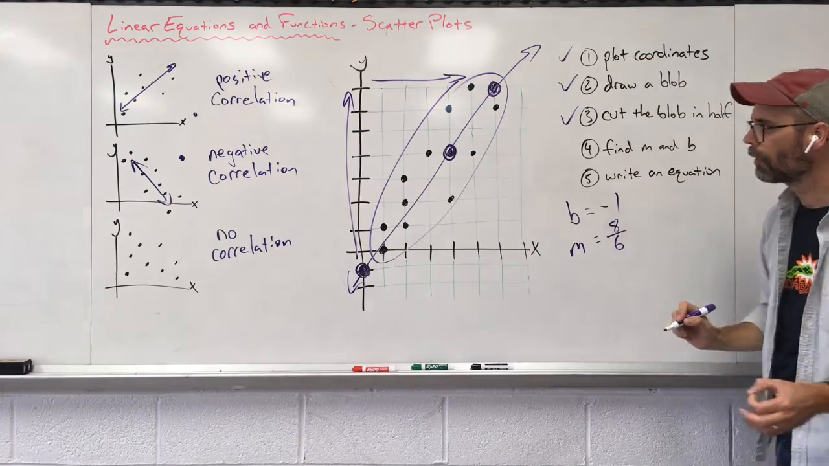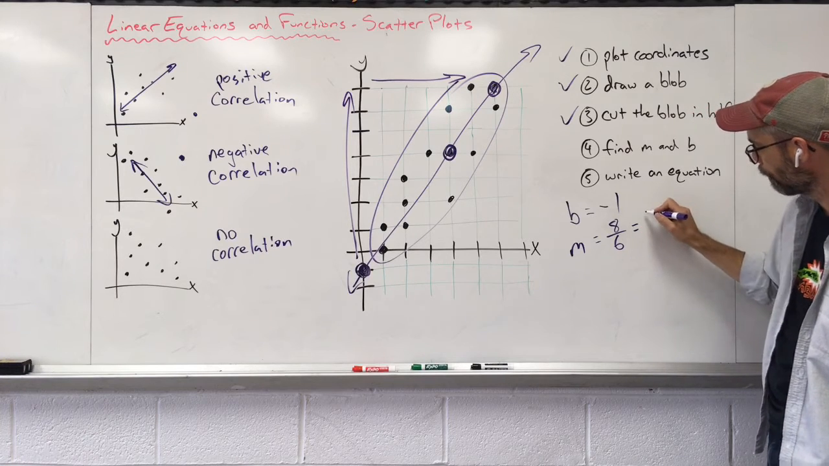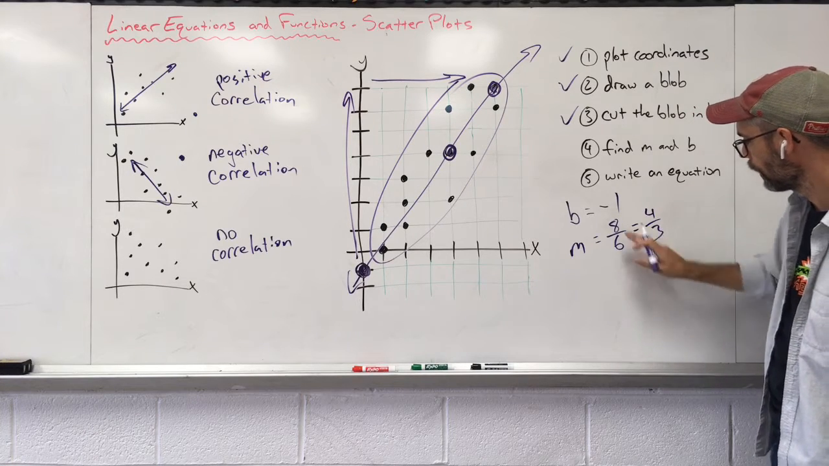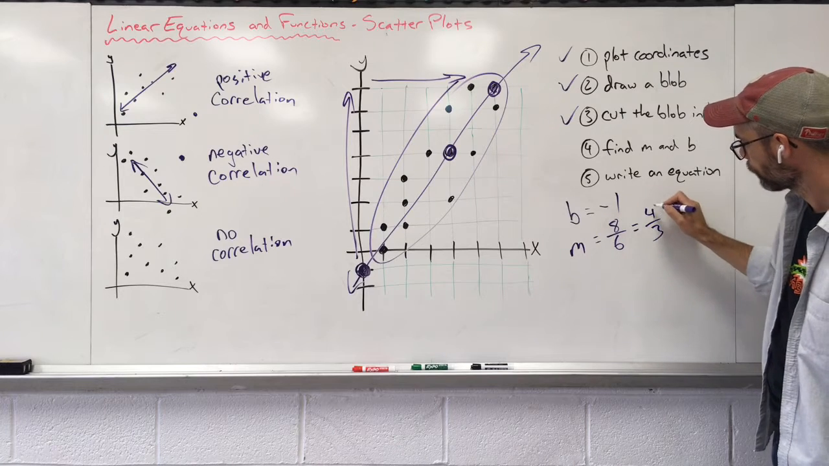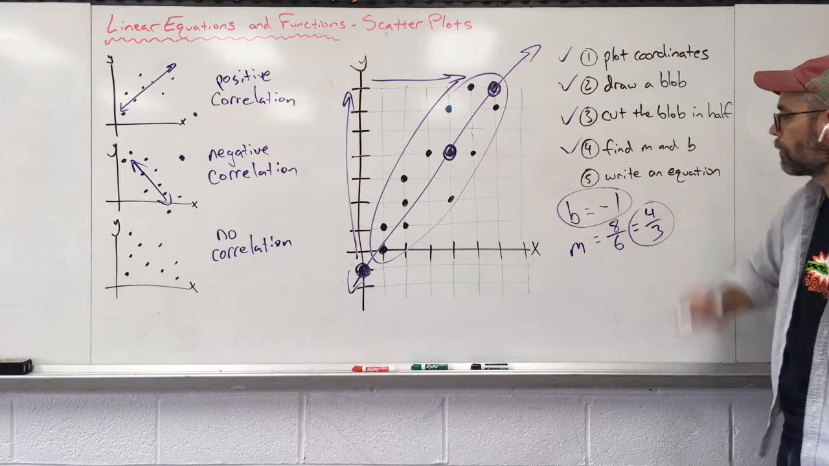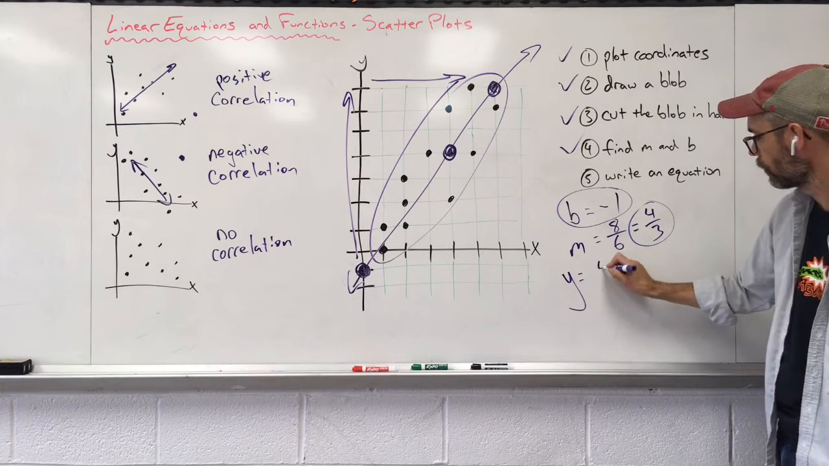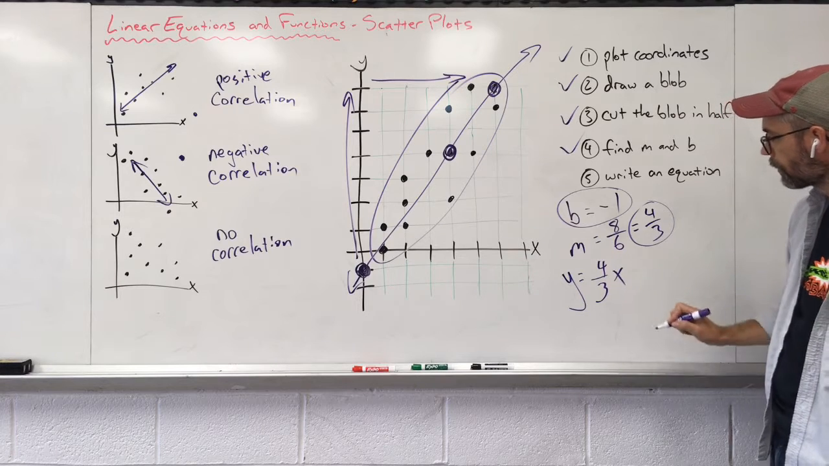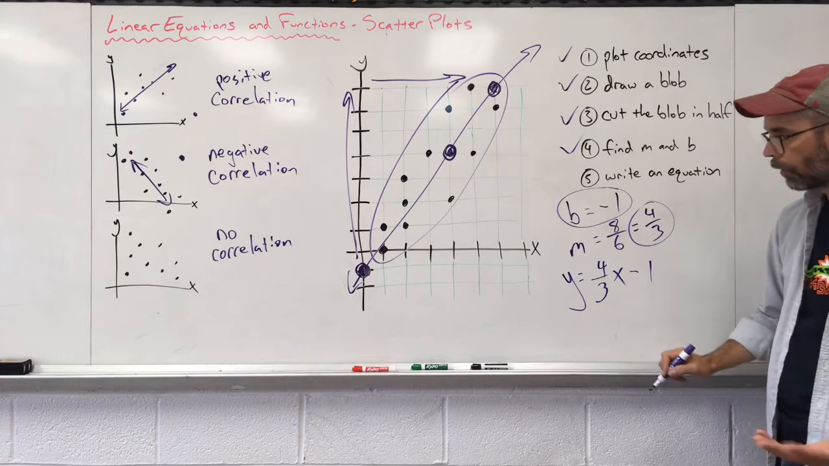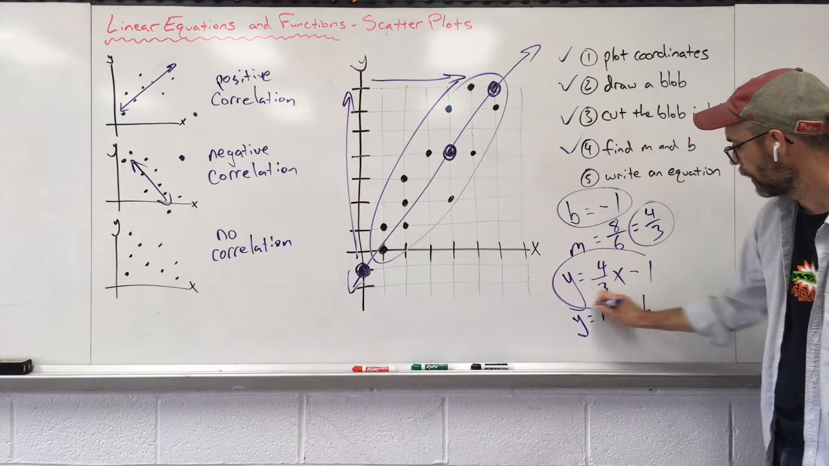I don't want to leave my slope like that. I want to simplify it, which cut everything in half to both even numbers, 4 over 3. There's your new slope. So we have b, we have m, we found m and b. Can you write the equation now? Sure. Y equals 4/3 x minus 1. Where did I get that from? Well, y equals mx plus b.